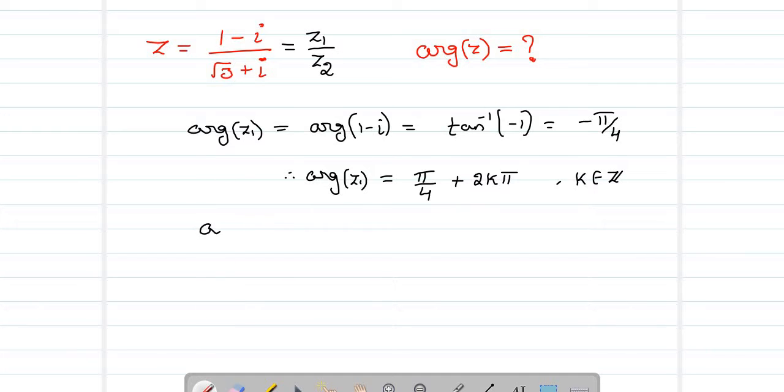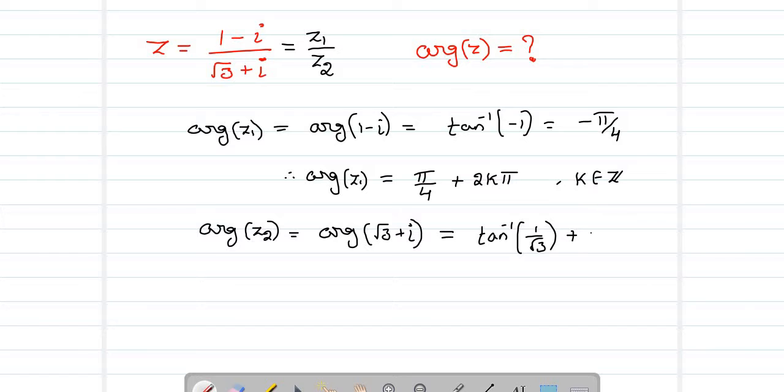And similarly, let's see the argument of the denominator. Right. So this is tan inverse of 1 by root 3. Since x is positive, I can simply take tan inverse of y by x plus 2k pi. So tan inverse of 1 by root 3 is going to be pi by 6, right, plus 2k pi.